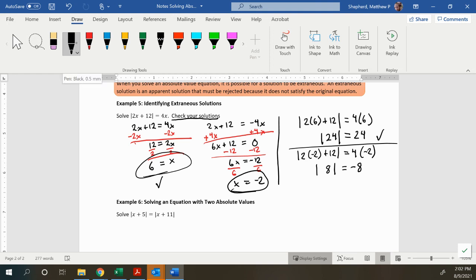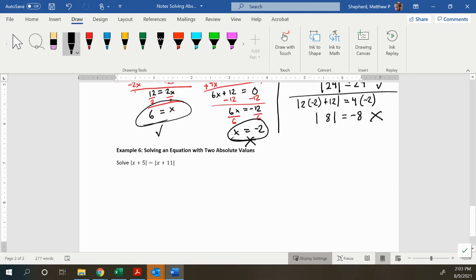Now, at first that looks good, but then we remember the absolute value always will give a positive number. This cannot be true because this demands that our absolute value give us a negative number. The absolute value of 8 turns to a negative 8? No. So x is equal to negative 2 is what we call an extraneous solution. It looked like a solution, but it doesn't satisfy the original equation. It doesn't make the original equation true.